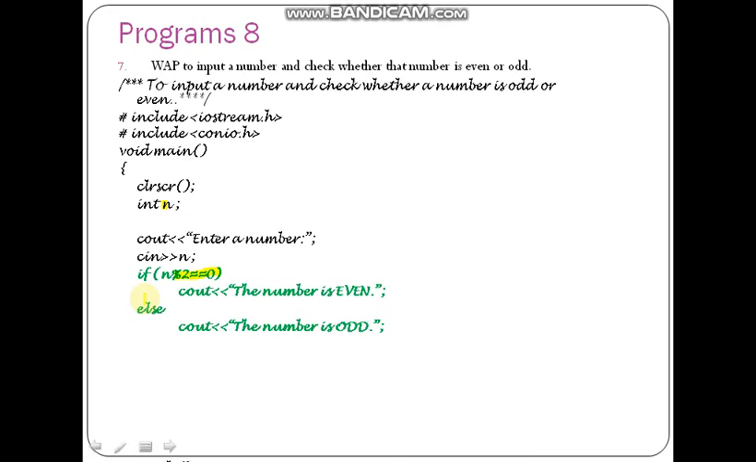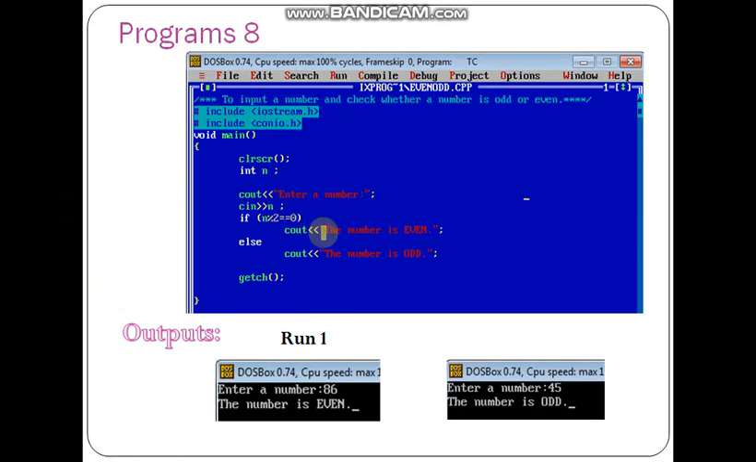So all the process is completed. So let's run the program. After running the program, you will get the output like this. If you enter 86, you will get the message the number is even. If you enter 45, you will get the message the number is odd.